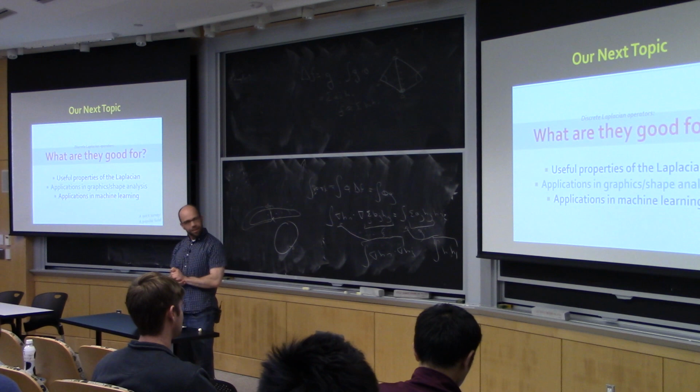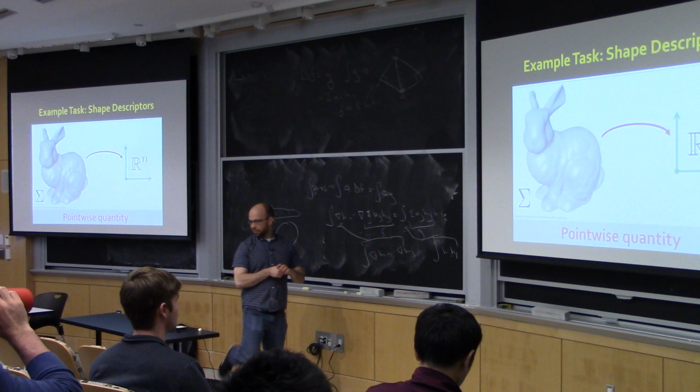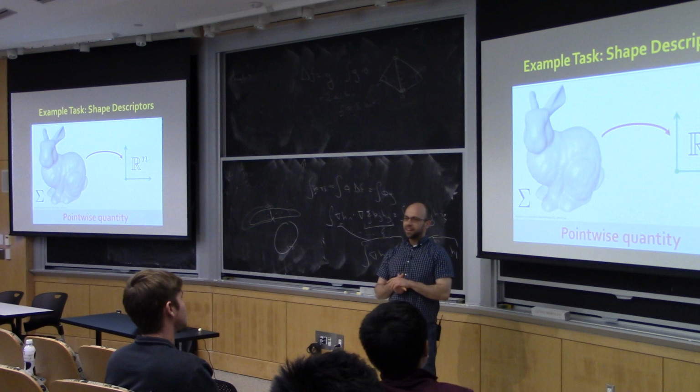Great thing is these are all about five lines of code beyond implementing the Laplace matrix. Okay, so it's a very simple one. Let's talk about shape descriptors for a second. So the position of a vertex on a mesh is not a particularly good way to describe the role of that vertex in the mesh geometry.